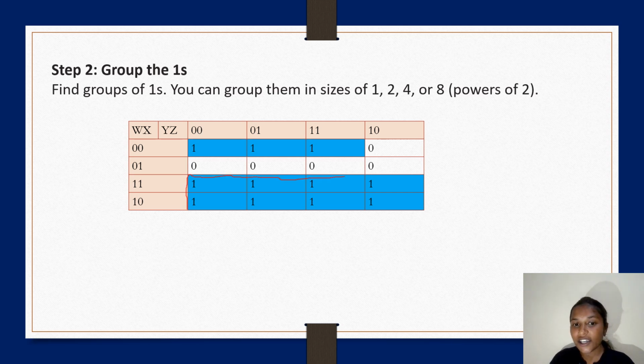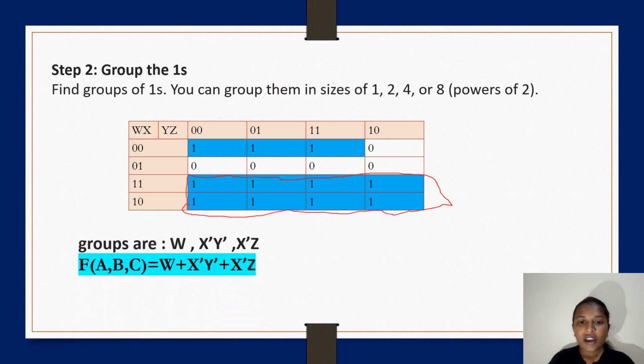You can see I have grouped 8 cells, which corresponds to the value W, and later I have grouped 4 cells with this, which corresponds to the value X bar Y bar. I have also grouped this one with this one, which corresponds to the value X bar Z. After grouping all this, we got the expression W plus X bar Y bar plus X bar Z.